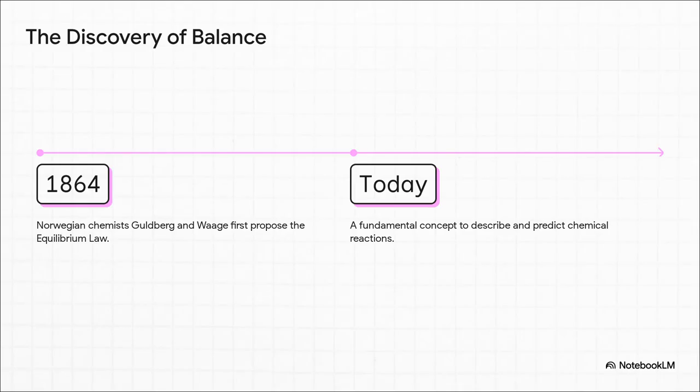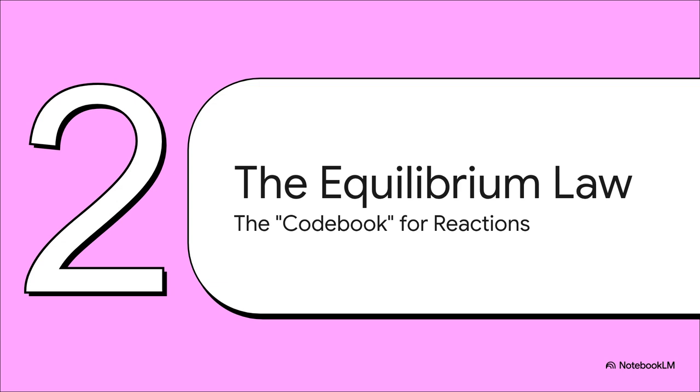Now, this idea has been around for a while. You have to go all the way back to 1864. Two Norwegian chemists, Guldberg and Waage, were the first ones to figure out how to describe this balance using math. And what they came up with is now, seriously, a fundamental concept in all of chemistry. So how did they do it? Well, they gave us what we now call the equilibrium law. And a great way to think about it is as the official codebook for a reaction. It's the key that lets us translate what's happening inside a flask into one simple, really powerful number.